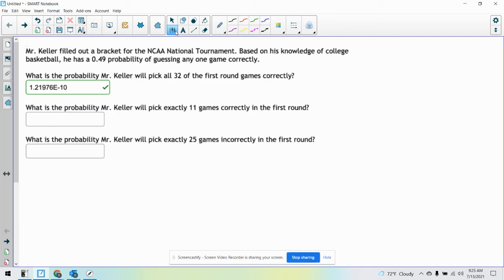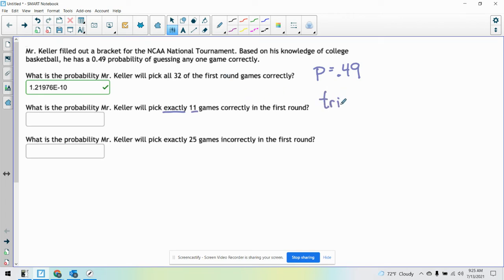Okay, it says here, Mr. Keller filled out a bracket for the NCAA National Tournament. Based on his knowledge of college basketball, he has a 0.49 probability of guessing any one game correctly. So we have P equals 0.49. It says, what is the probability that Mr. Keller will pick exactly 11 games correctly in his first round?